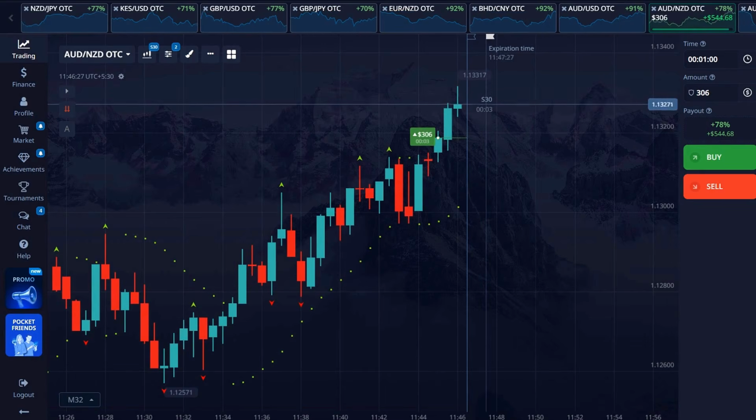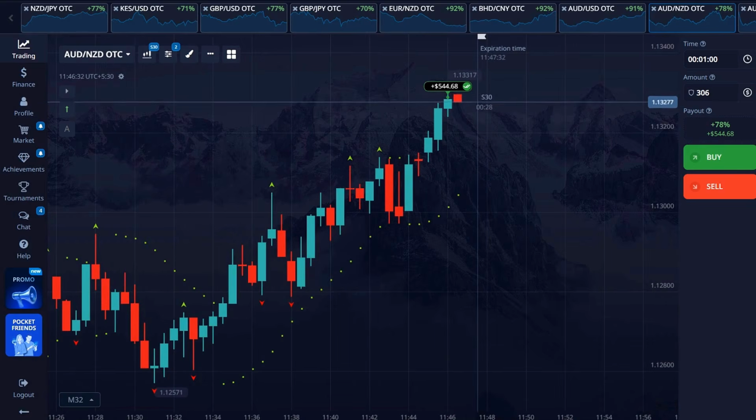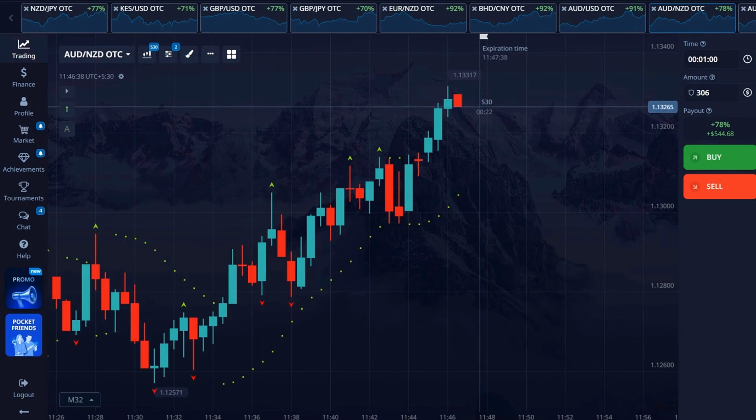And here's how the trade played out. It closed successfully in the same upward direction. The price moved smoothly with no reversal signals, confirming the power of combining Parabolic SAR trend direction with fractal breakouts.